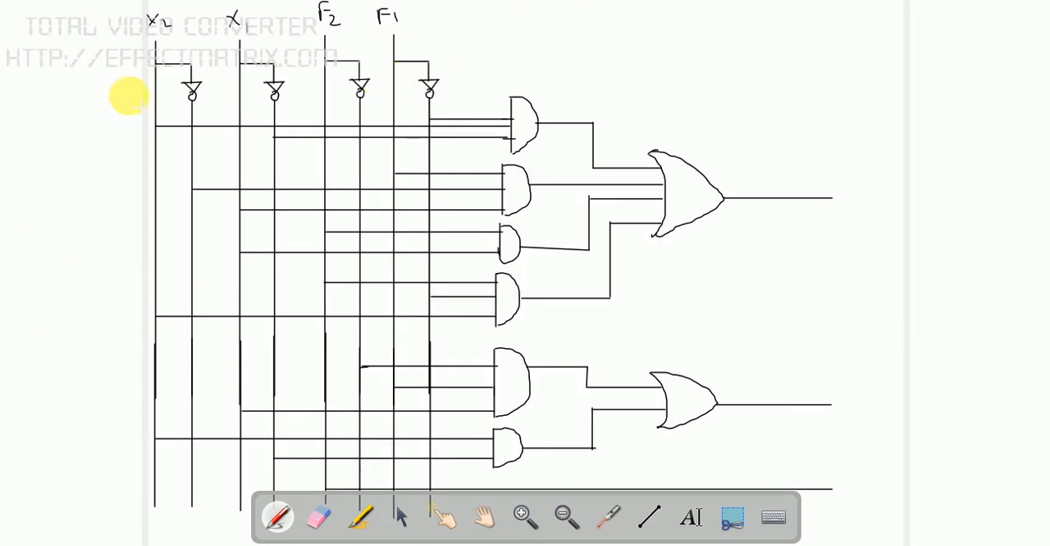So this is the logic diagram of f1, f2 and z. So this is f2 star, this is f1 star, and this will be the z value. Okay, so this is the logic diagram, and this is the last step of this problem. So here, I hope you have understood how to design the asynchronous sequential circuit for the given problem.